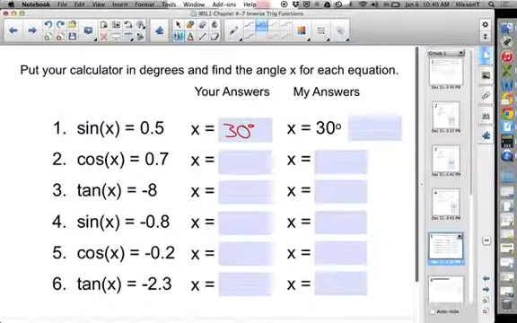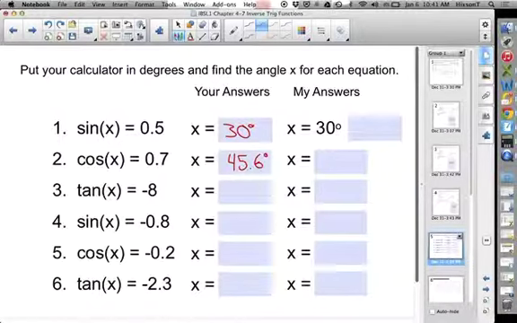Okay, so what do we get when the cosine is 0.7? What's x? 45.57? So 45.6, right? Guys, we need to make sure that we're rounding, okay? I just, if it's 45.57, don't say it's 45.5, right? Round it. We don't just chop numbers off. Make sure you round.